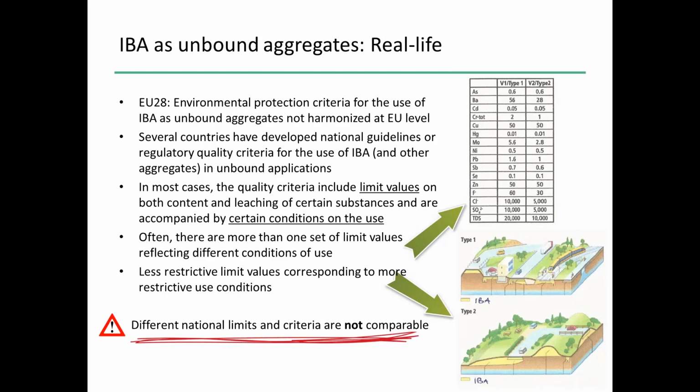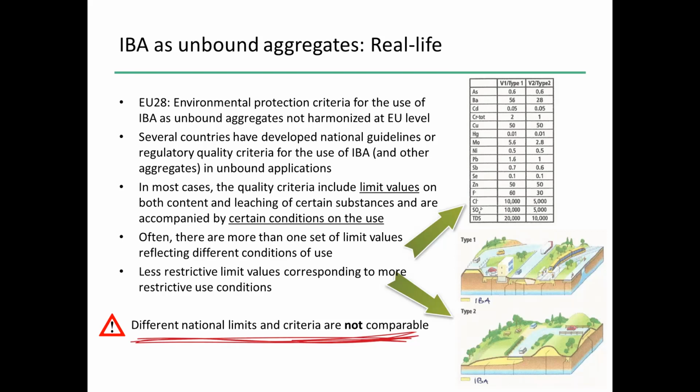Several countries have developed their own national guidelines and regulatory quality criteria for the use of bottom ash in unbound applications. In most cases, the quality criteria include limit values on both the content and the leaching, and are also accompanied by certain conditions on the use of the material. Often there is more than one set of rules reflecting different conditions, and of course, less restrictive limit values correspond to more restrictive use conditions.